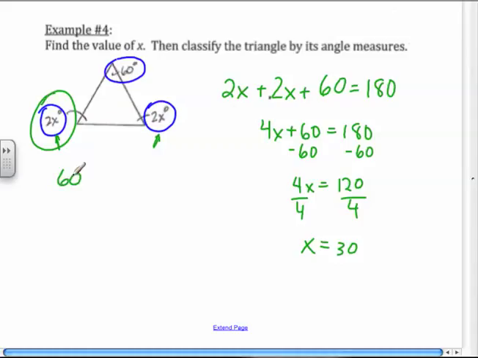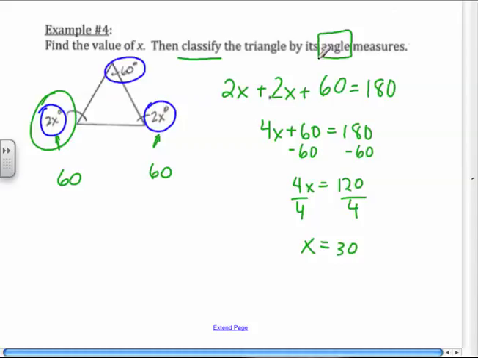Now, if that's true, I already know the other one's exactly the same because it said they're both 2x. So this one's 60 also. Now, the question said classify the triangle by its angle measures. So now I'm not thinking about scalene, isosceles, or equilateral, because that's all side stuff. I'm looking at the angles, which means acute, obtuse, right, or equiangular. So there are 4 possibilities here.